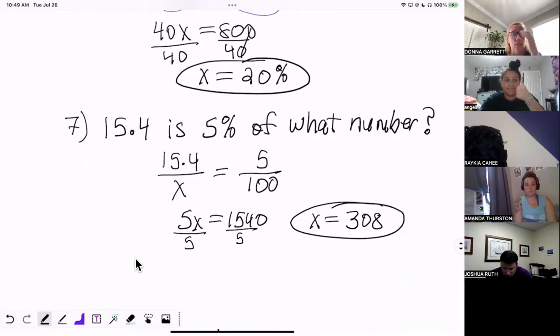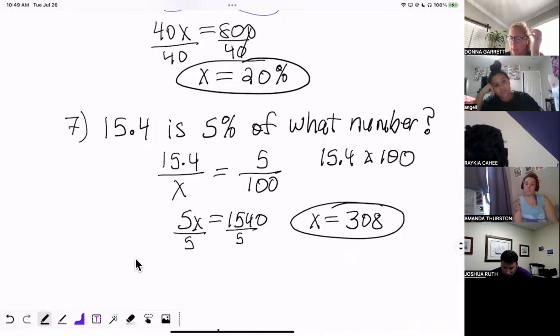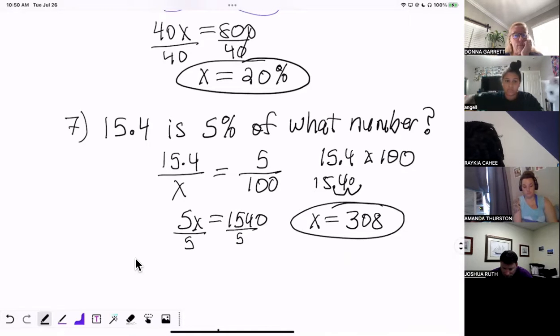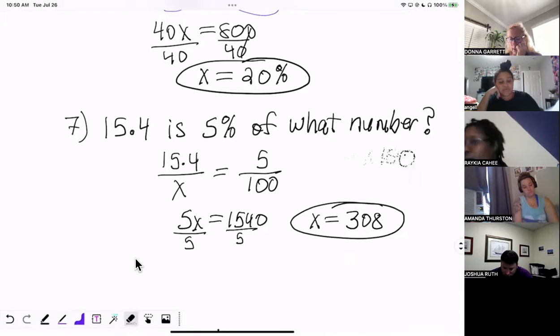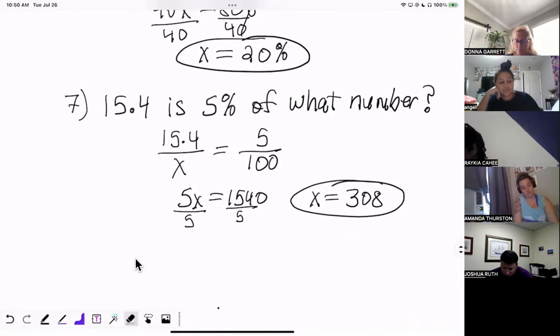I didn't show any division. And multiplying, just to remind you, when you have 15.4 and you're multiplying by 100, that means you're making it bigger by 2 by moving the decimal place twice. So it'd be 1, 2, which makes it 1540. We did that in another section too. And divide by 5. I didn't show the division, but it's 308. Questions? I'm going to do one more, and then we're going to go to the last section.